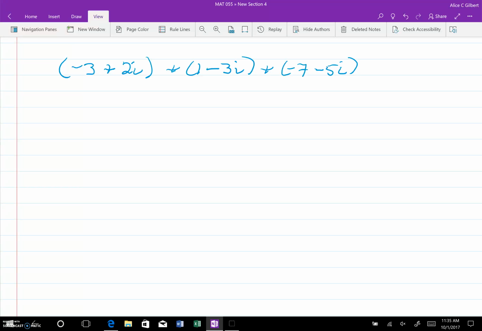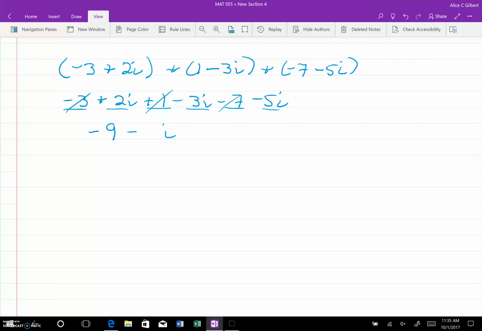So again, just distribute the signs in front to get rid of the parentheses. So this is negative 3 plus 2i plus 1 minus 3i minus 7 minus 5i. So this, and this are my real numbers. So that's negative 10 minus 1 is negative 9. Done with these. Then these are my imaginary. So I got negative 8 minus 2 is negative 6i. There we go. I'm going to stop here.